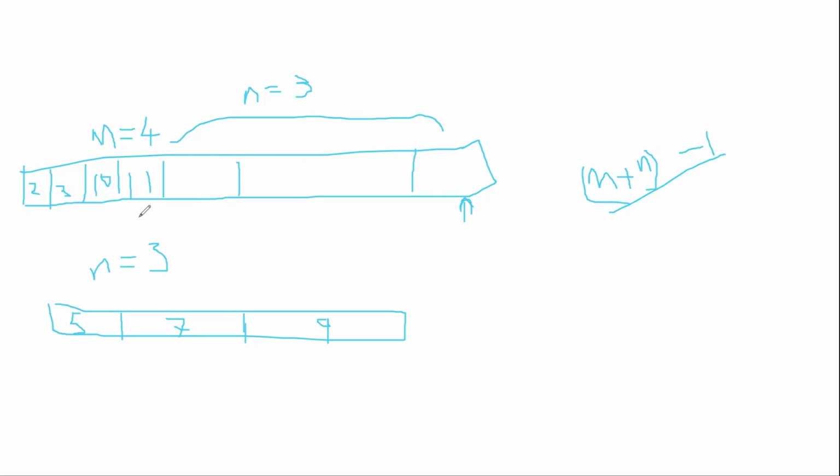Next, we keep a pointer at the last position which contains a valid value in the first array, and the last position which contains a valid value in the second array, which is 9 and 11. Next, we compare these two. Which is larger? 11 is larger, so we place 11 over here. We'll decrement this pointer.